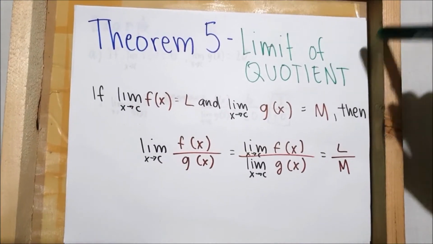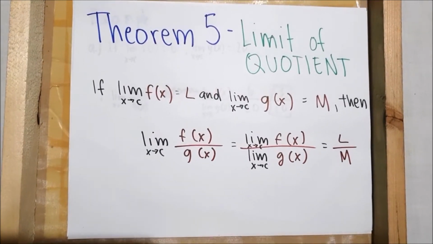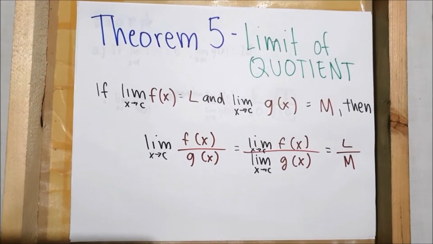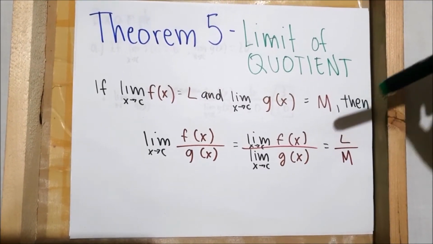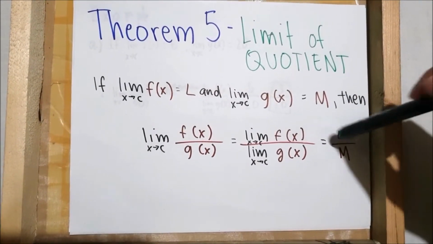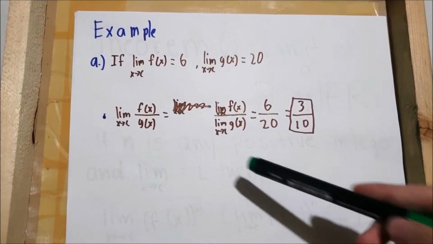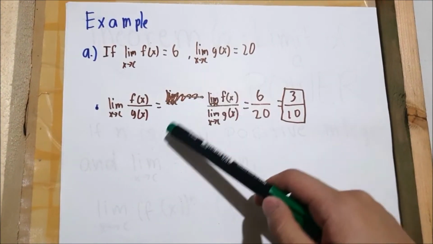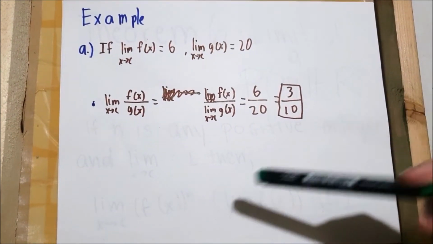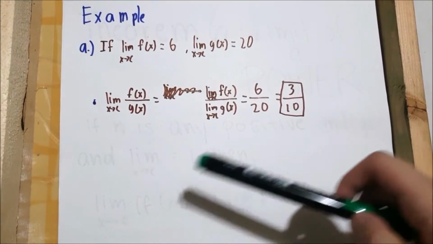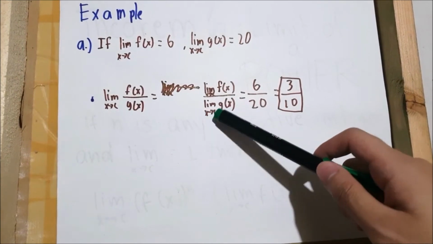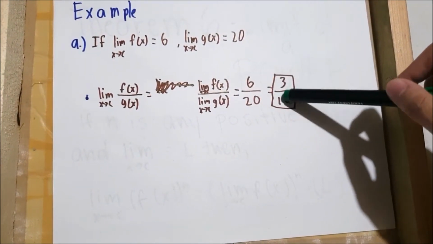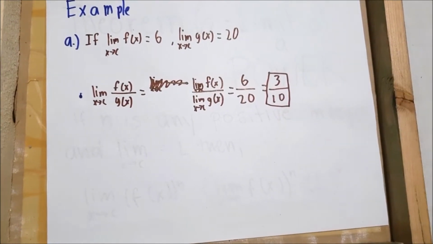Theorem 5. Limit of a quotient. If the limit of f of x equals L and the limit of g of x equals m, then the limit of f of x over g of x equals the limit of f of x over the limit of g of x, which is equal to L over m. If the limit of f of x equals 6 and the limit of g of x equals 20, we just substitute into the equation. The limit of f of x over g of x is the limit of f of x over the limit of g of x, which equals 6 over 20, and simplified, it is equal to 3 over 10.